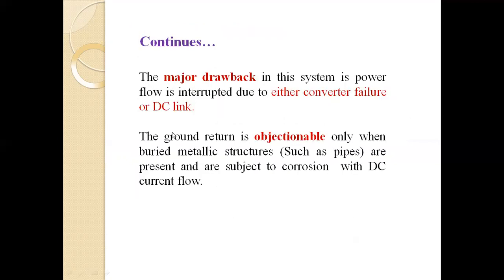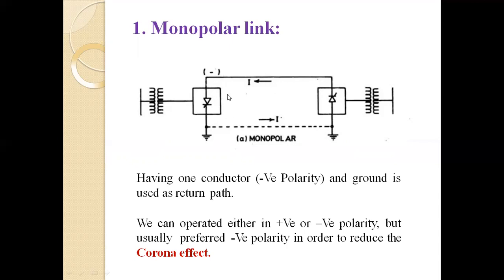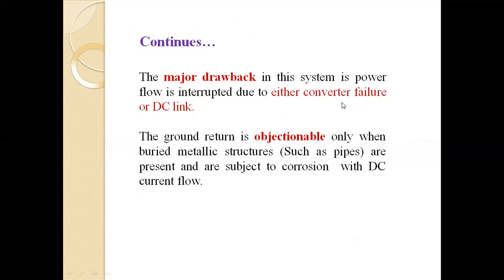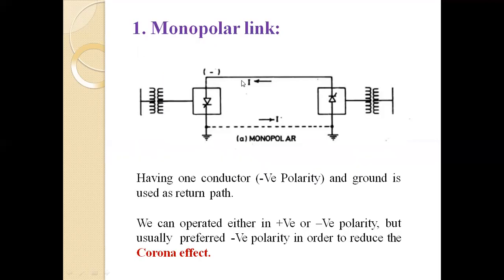So the major drawback in this system is that the power flow is interrupted due to either converter failure or DC link failure. If the conductor breaks down, then the power is not flowing through the transmission line, or if any converter has any problem or maintenance issue, then the power does not flow from this link.